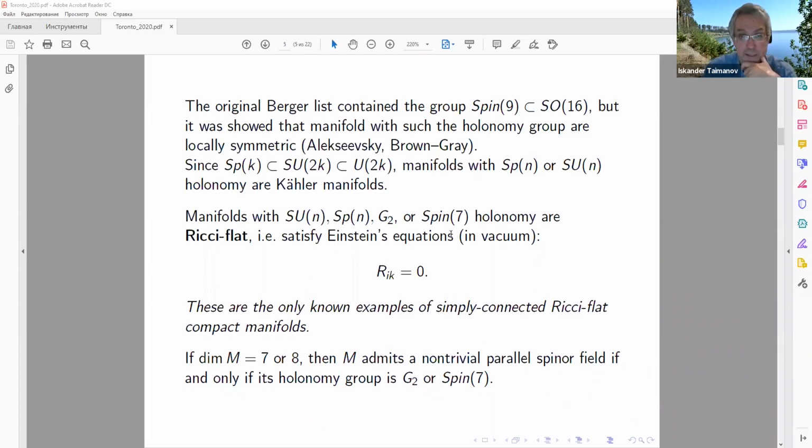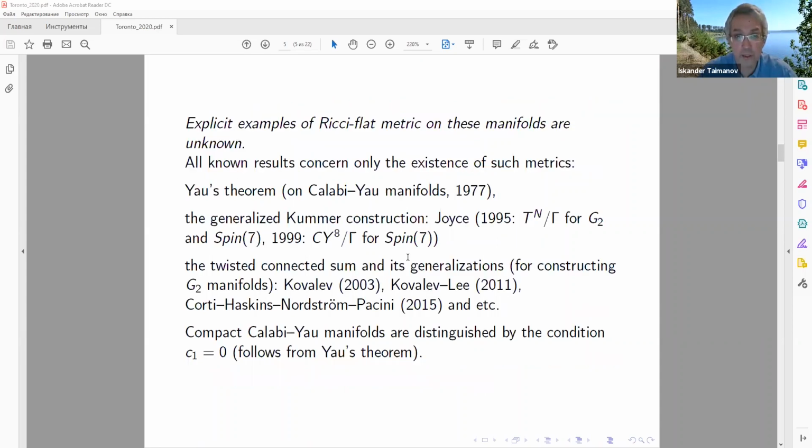For G2 and Spin(7), that was done by Bonan, the professor from France, a former student of Marcel Berger, in the 60s. And for SU(n) and Sp(n), it was known before. So all known results concern only the existence of such metrics. The most famous one, the initial one, is the Yau theorem on Calabi-Yau manifolds. It establishes the existence of SU(n) metrics.